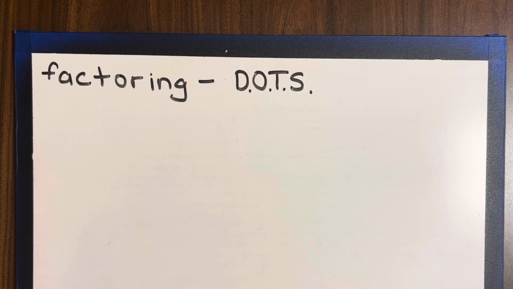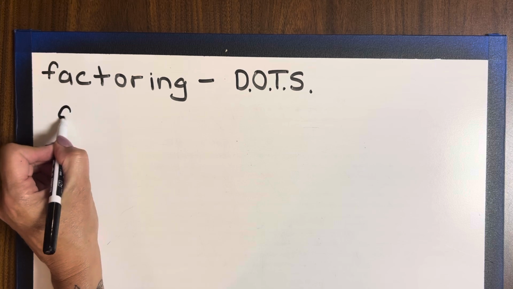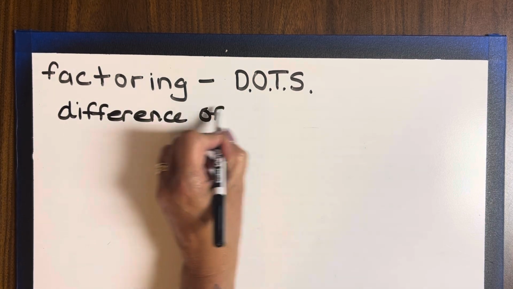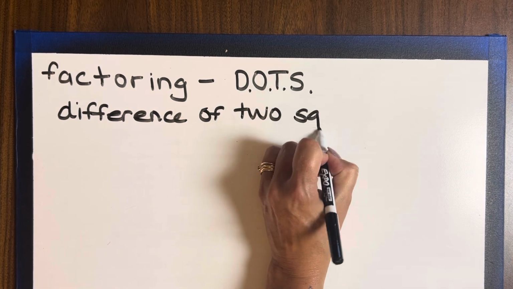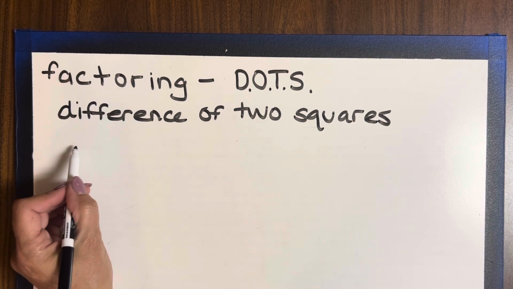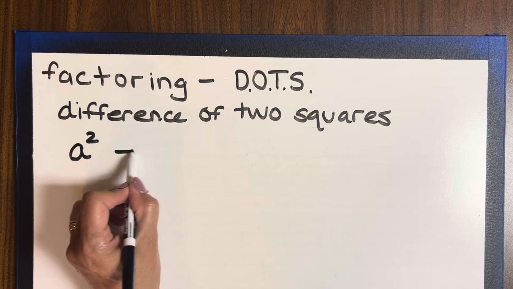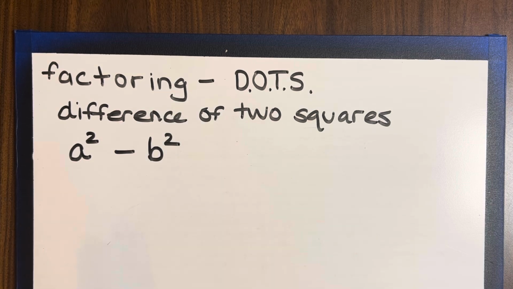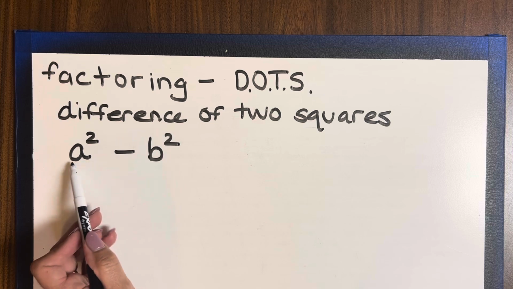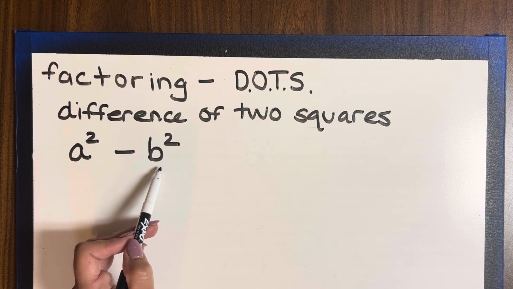As we're getting started in a new school year, let's get started with some different ways that we can do factoring. Today's lesson is factoring with DOTS, and that stands for a difference of two squares. And when we say two squares, what we really mean is two perfect squares. An example, if I'm using variables, would be a squared minus b squared. The difference means subtraction, and the two perfect squares are the a squared and the b squared.